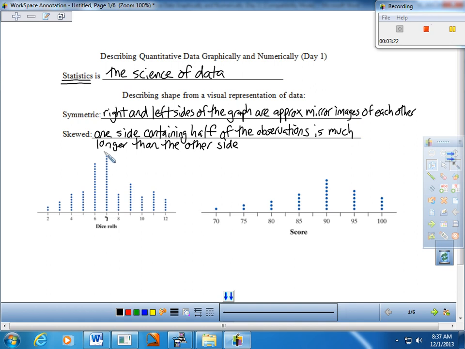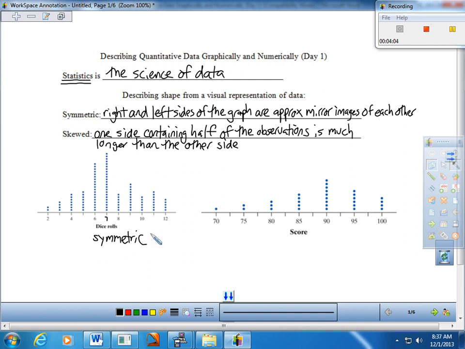So I guess the argument can be made, to make a long story short, that this would be the symmetric one. You can see that essentially the left side and the right side of the center are approximately mirror images of one another. Are they perfect? No, not by any means, but they are approximately mirror images of one another. So let's write symmetric right in there, which obviously makes the other one skewed.